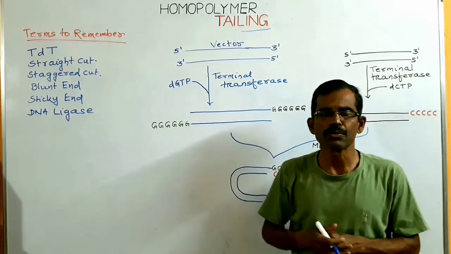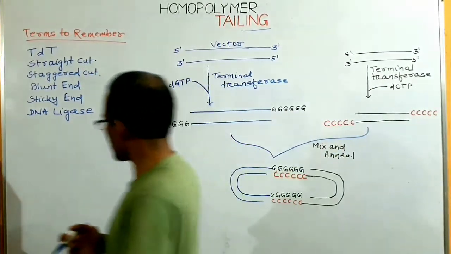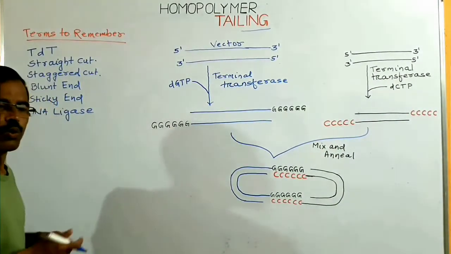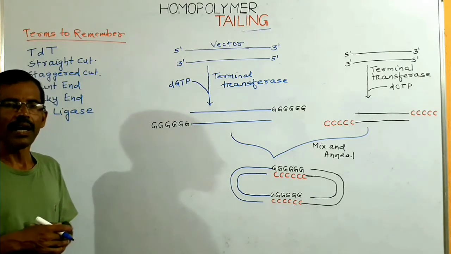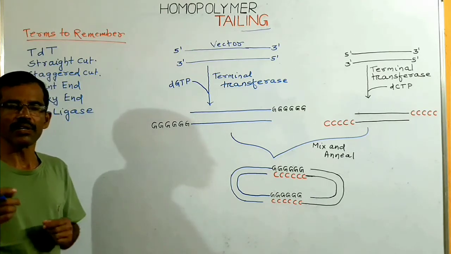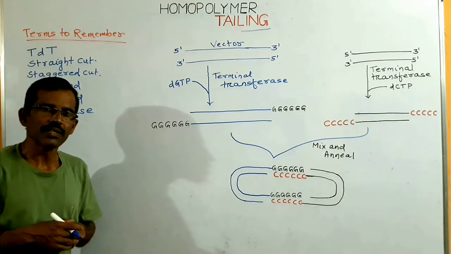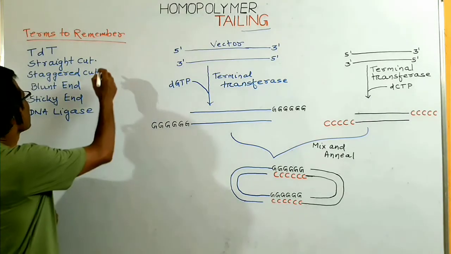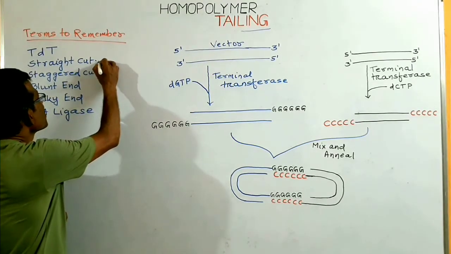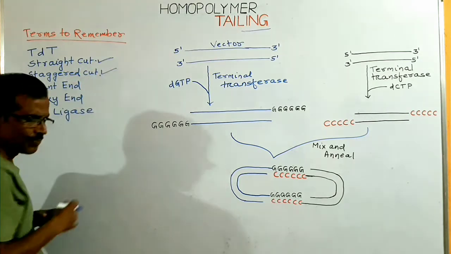You already know about restriction endonucleases. Restriction endonucleases are enzymes which recognize and cleave DNA at or near a specific recognition site known as a restriction site. Restriction endonucleases produce two types of cuts. One is a straight cut and the other is a staggered cut.